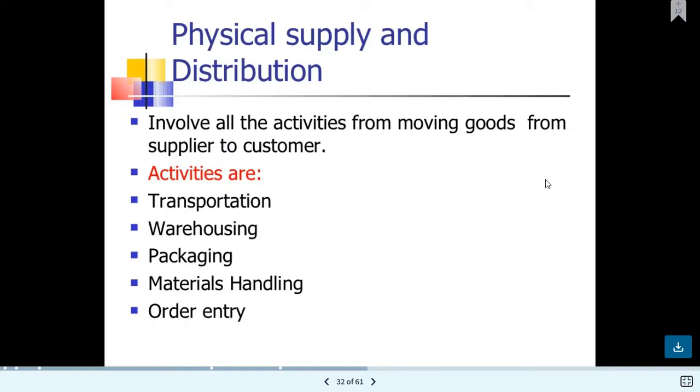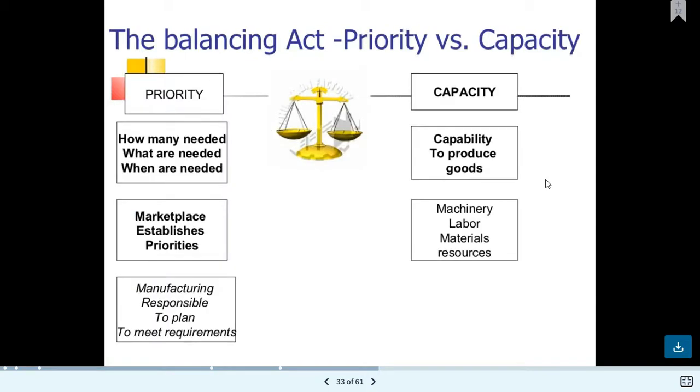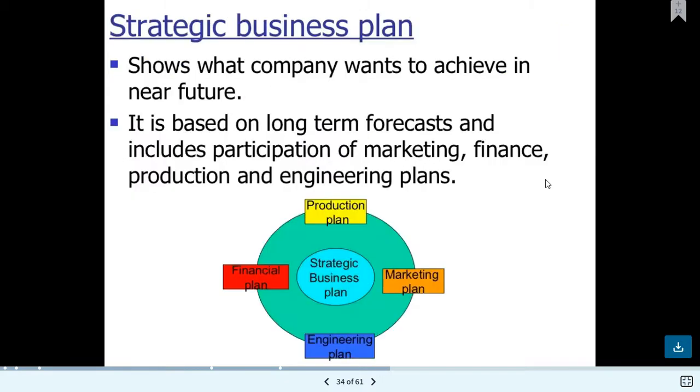The activities involved, from moving goods from suppliers to customers, are transportation, warehousing, packaging, materials handling, and order entry. The balancing act: priority versus capacity. Priority is about how many we need, what we need, and when we need it. A marketplace establishes priorities, and manufacturing is responsible to plan to meet requirements. Another is capacity: the capability to produce goods, machinery, labor, material sources.